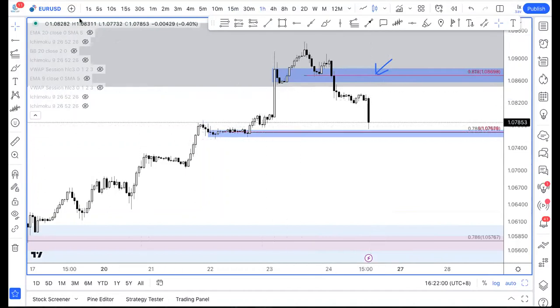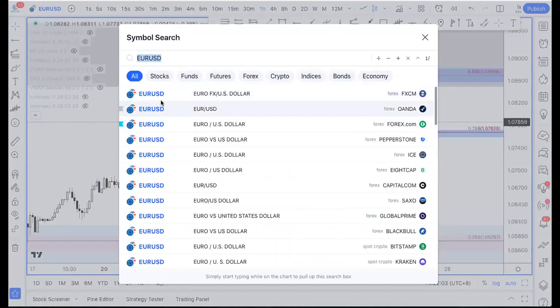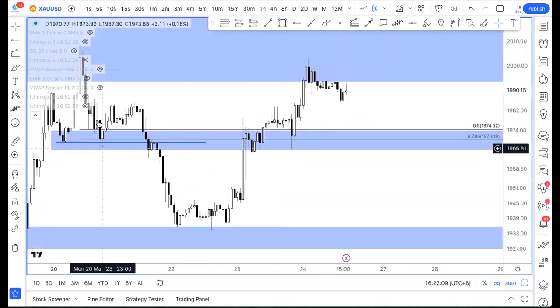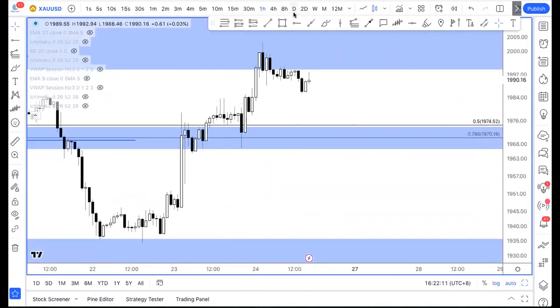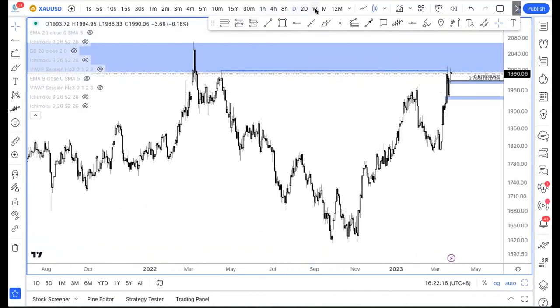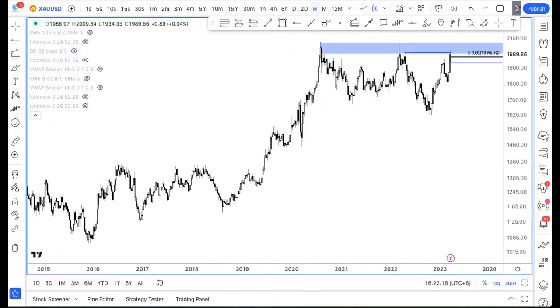So this is on euro dollar. Let's take a look at another setup, which is on gold. Gold has been on a pretty wild move. So if you take a look at what we have here on gold, again, on the higher time frame first, if we are on the higher time frame, the weekly or even the monthly.